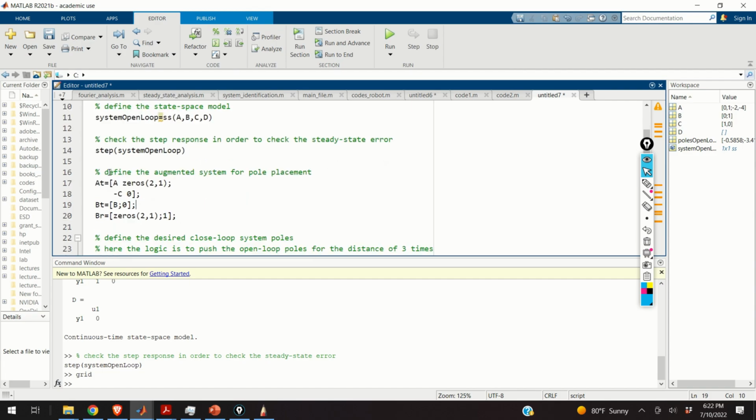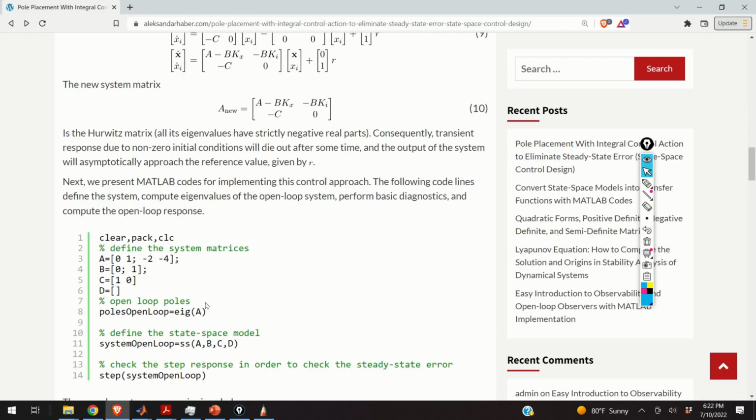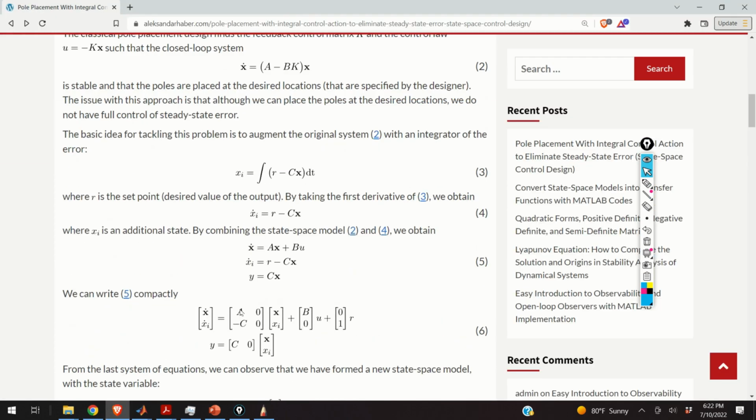Now, let us define the augmented system for pole placement. So basically, we are defining the system.